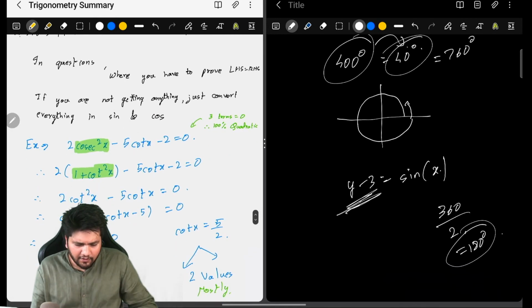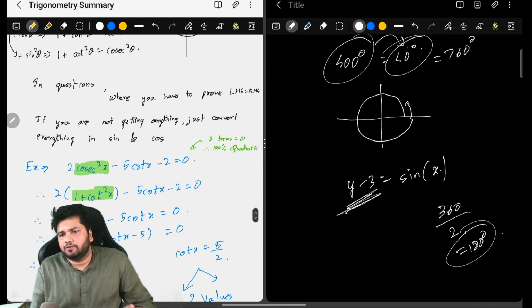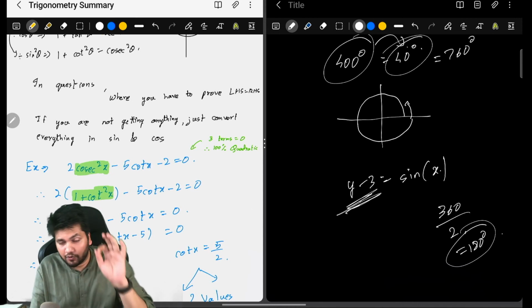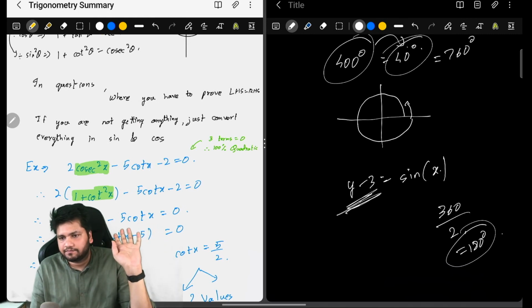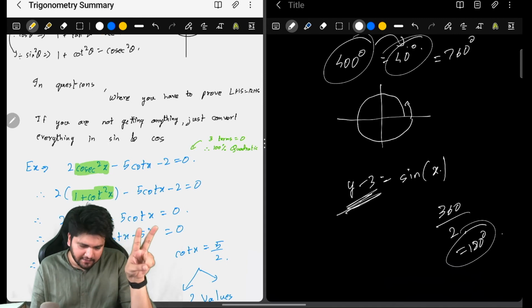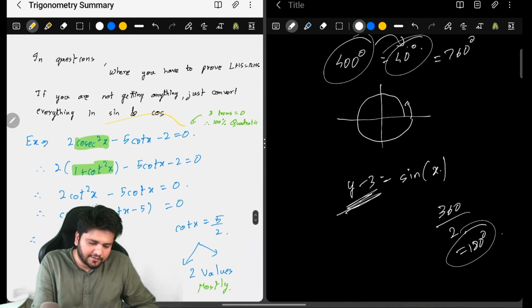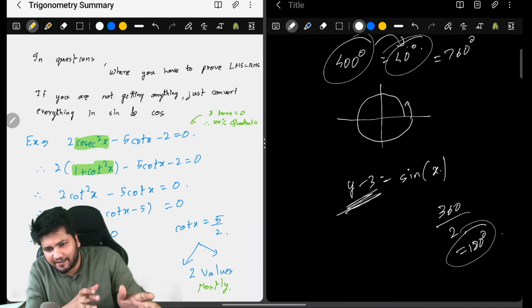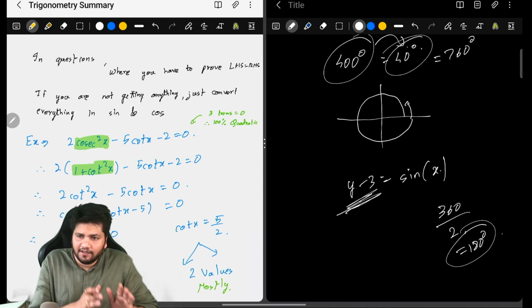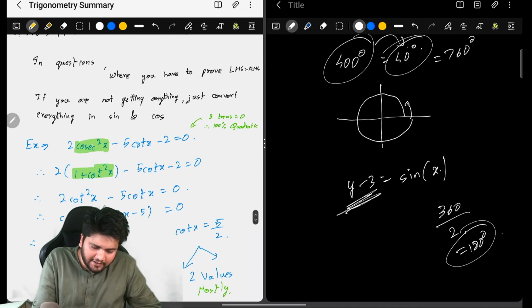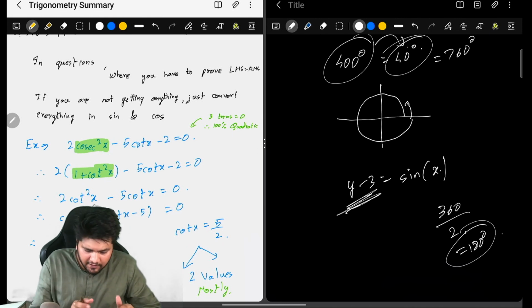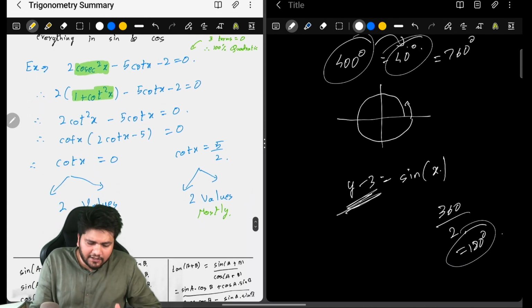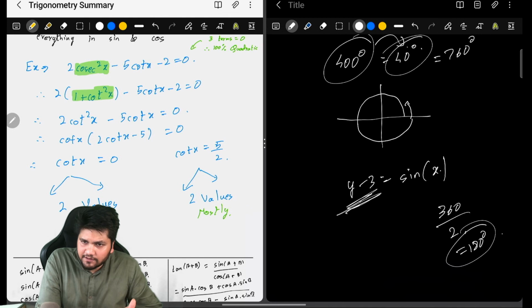Couple of things which you need to know. Wherever you have to prove LHS is equal to RHS, if you're not getting anything, don't worry. Just convert everything in terms of sine and cos. Second thing. If you get 2 cosec square x minus 4 cot x minus 2 is equal to 0, or with respect to sine square and cos or tan square and sec or something like that, make sure you use the identities properly and convert everything in terms of cot x. So here we are converting everything in terms of one trigonometric ratio, be it cot x, tan x, sine x or whatever. Once we do that, we will get a quadratic equation. We're just going to solve the quadratic equation.